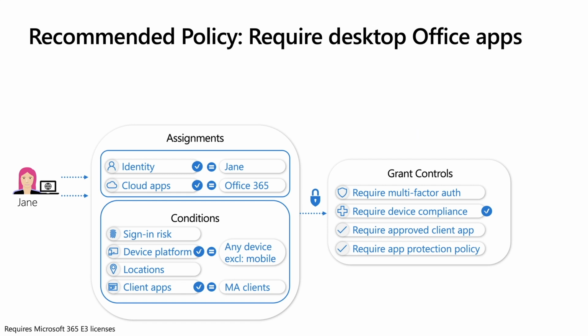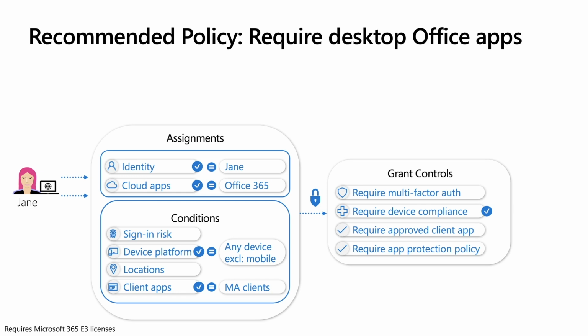The next policy we want to deploy is for desktop, and this is where we require the Office desktop apps like Outlook to be able to access Outlook data. Our assignments are going to be the same as the prior one. We're going to target our identity and scope it to our users like Jane and target Office 365 as our cloud app. We're going to leverage two conditions within this policy.